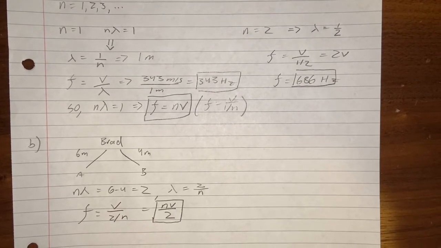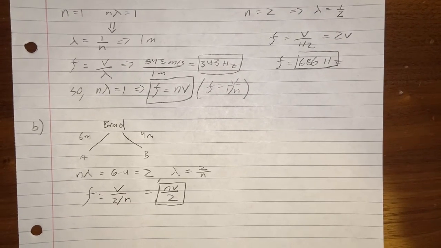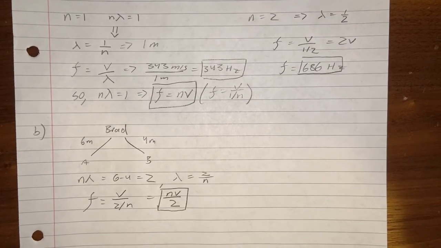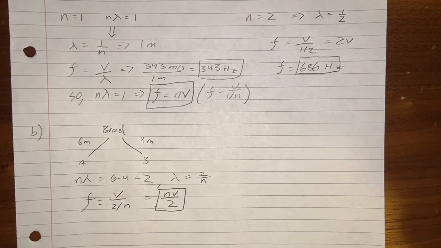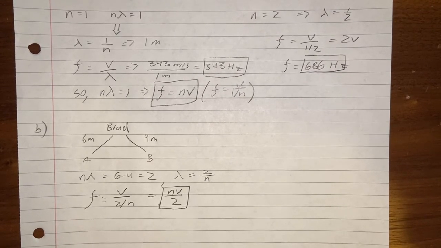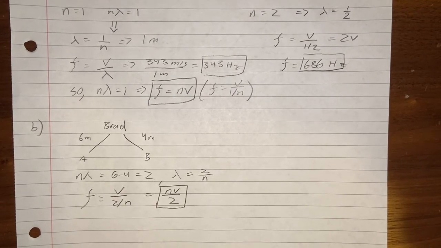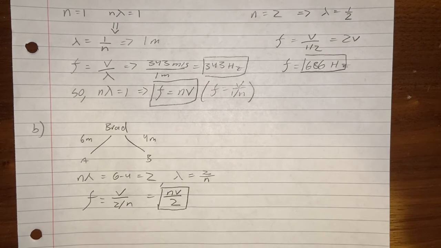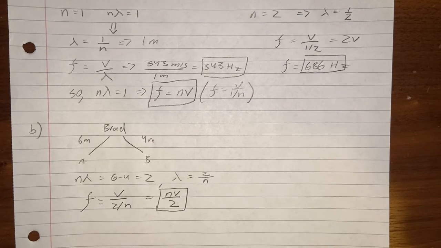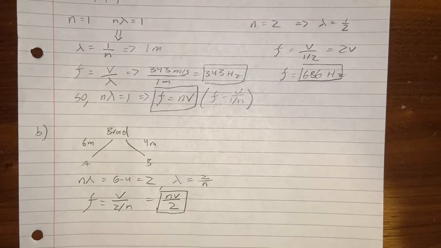Using the same methodology as part A, we find that the frequency is going to equal v over 2n. I didn't go through the specific harmonics just because there's a pattern that we can find here. The frequency is going to equal the speed of sound over that lambda value, which in this case is 2 over n. After some simplification, we find that n times the speed of sound over 2 is going to equal our frequency in every single harmonic that we're trying to calculate.